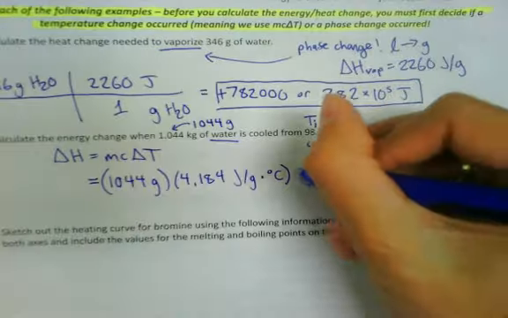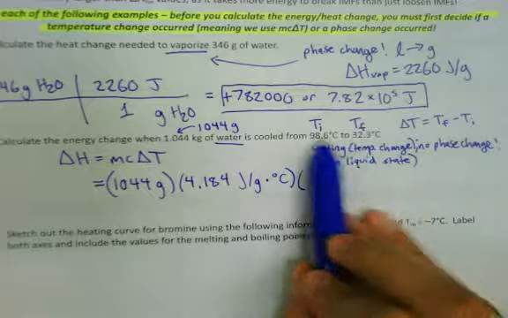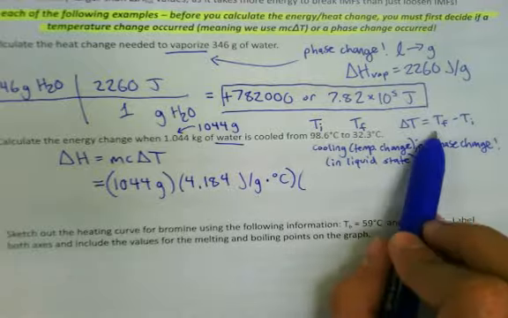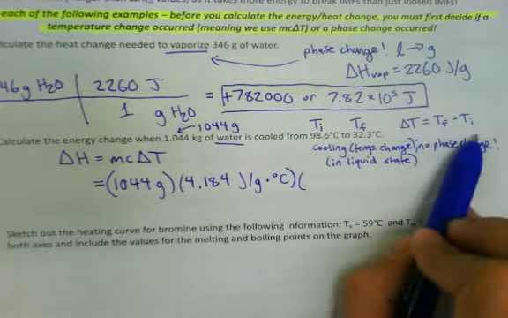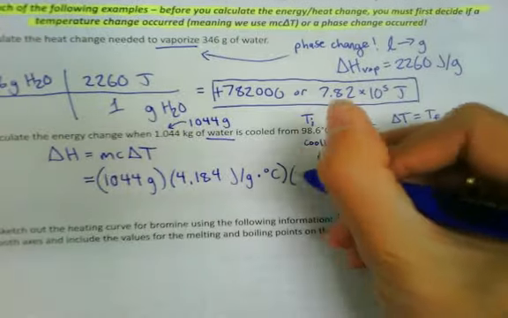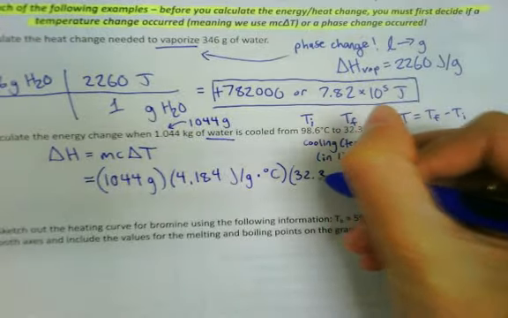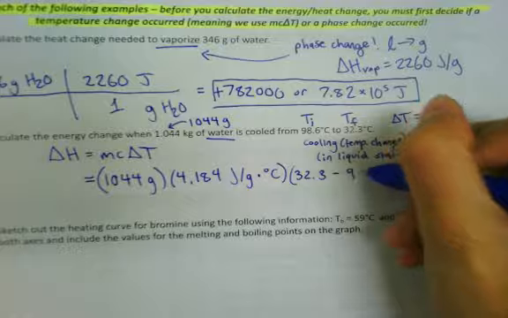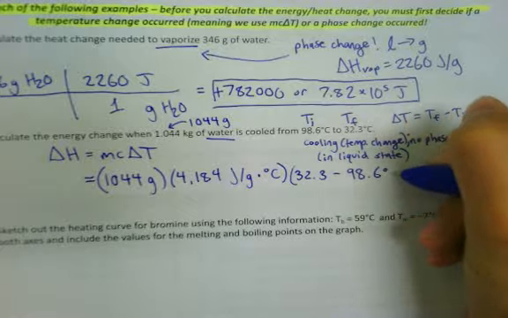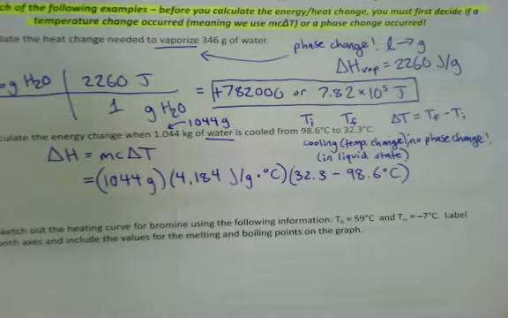Good, good. And then y'all did a good job identifying your final and your initial temperature. And if you know that delta T is final minus initial, you can just plug these guys in. And as long as you do that correctly, then your numbers should come out with the correct sign at the end.